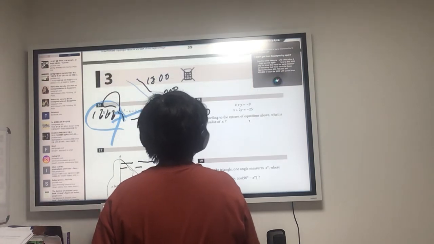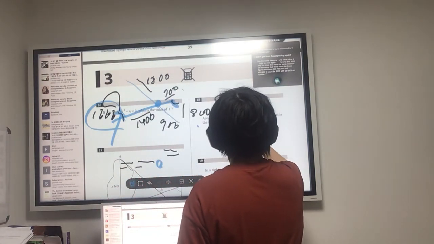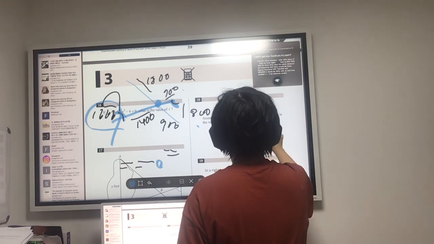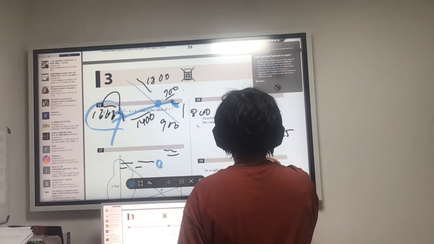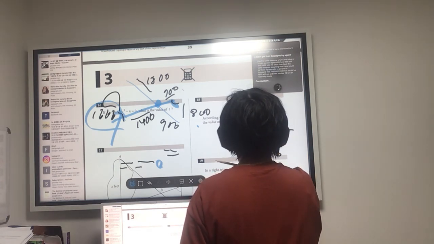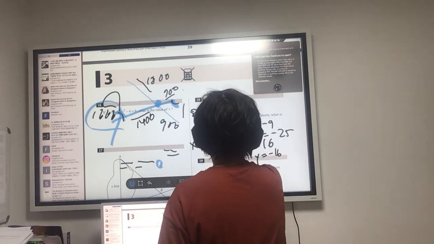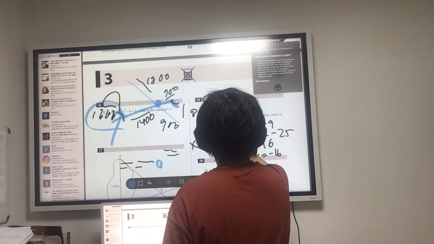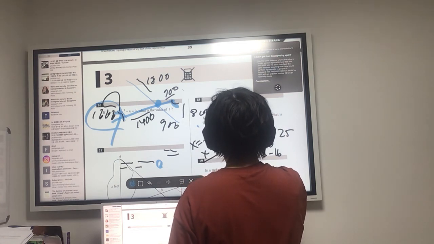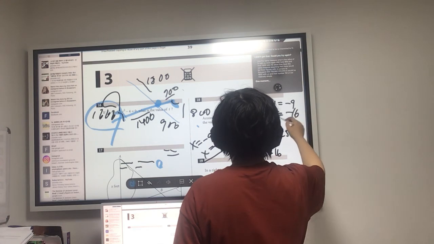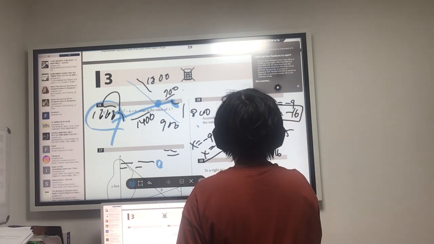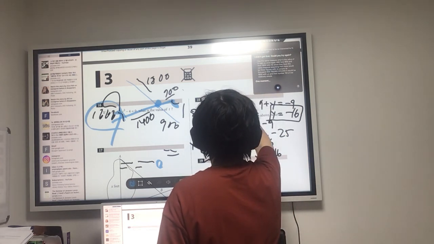And then number 18 would be relatively simple. So x plus y equals minus 9, x plus 2y equals minus 25, right? And so if you subtract, minus y equals minus 9 plus 25, which would be 16. So y equals minus 16. And then x equals minus 9 plus 16, which would be x equals 7, right? That we have 7, and then 7 plus y equals minus 9, y equals minus 16. So what is the value of x? X would be 7 minus 16 equals minus 9.